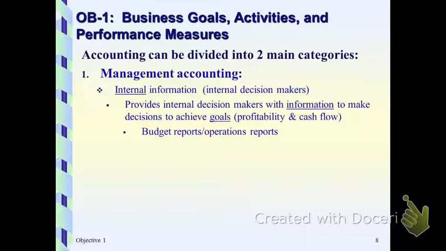It helps them to determine how much was sold, what costs were incurred, and make projections for future sales and costs. This is where we see businesses use what we call budget reports and operations reports. These budget and operations reports can be compared to each other and projected forward to help guide the business as it proceeds into the future.